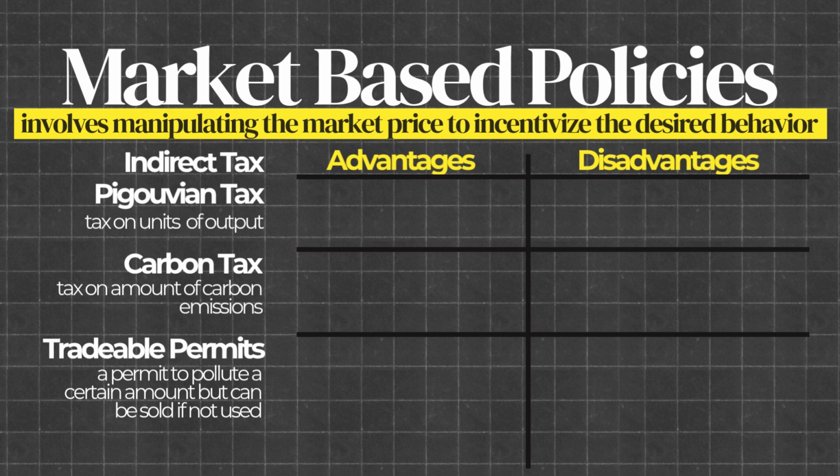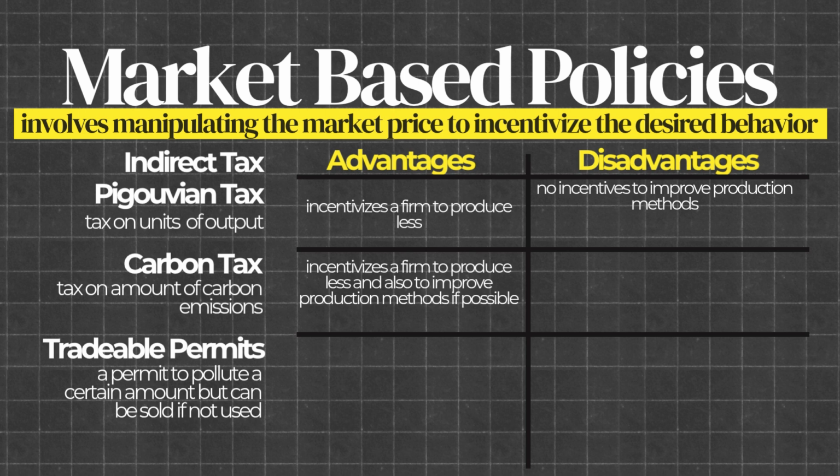Therefore, a Pigouvian tax only incentivizes a firm to produce less, but not to try to find cleaner ways to produce. Even if a firm switched completely to clean production, they would still need to pay the same tax as other firms that pollute a lot more. By taxing the amount of pollution, it gives an incentive for a firm to try to find cleaner ways to produce in order to reduce costs. This will bring the marginal social cost curve down closer to the marginal private cost curve.